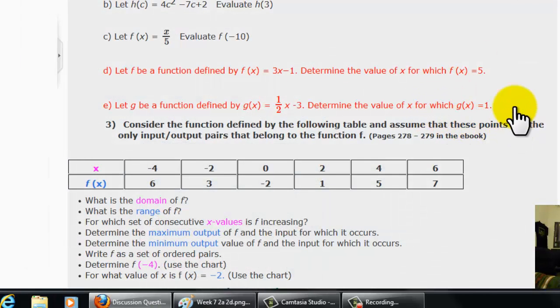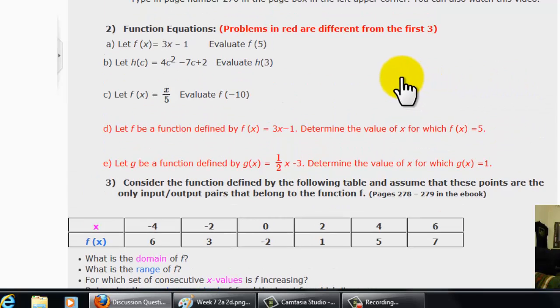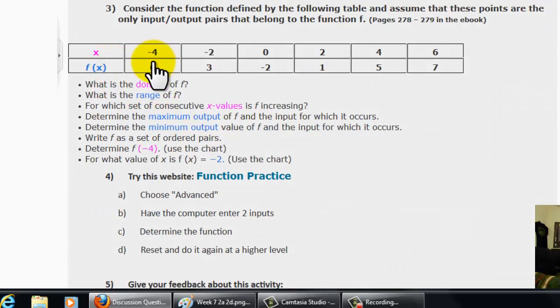Let's look at the rest of these problems. What I think is if you had any of these problems you didn't do correctly, go back and do them again. So let's look down here.